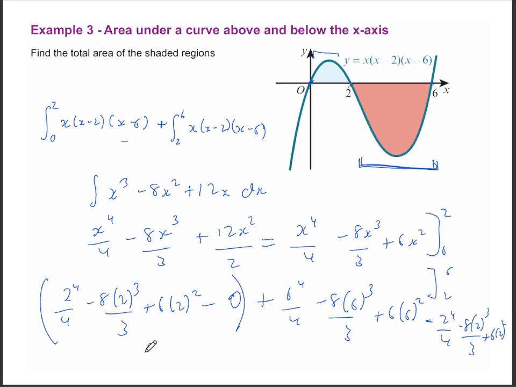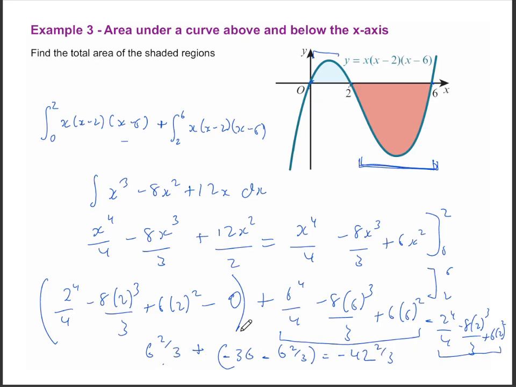This will give us 6 and 2/3 as our area of the blue side, the one above the x-axis, and we have to add it with the area of the red side below the x-axis. And the area of the red side, the one when you put 6 in, will be negative 36. And when you put 2 in, we're going to have the same 6 and 2/3. So we're going to subtract 6 and 2/3 from that. And this right here would be negative 42 and 2/3.